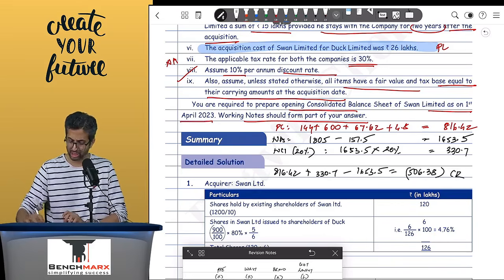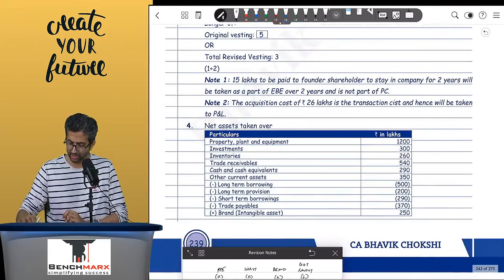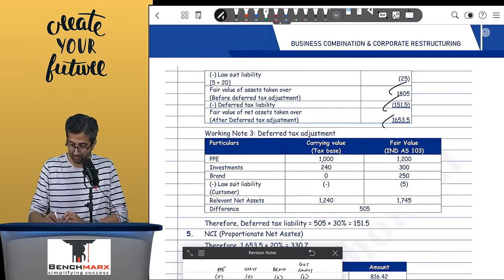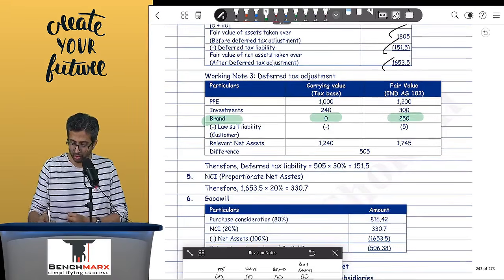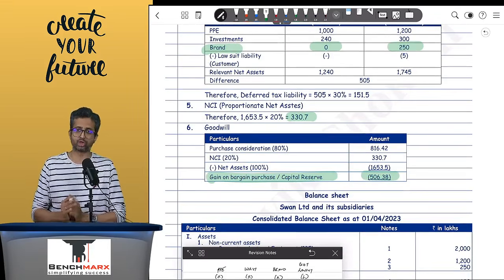So if you go to see, hopefully our numbers will possibly tally. So this is 816, the net assets taken over working, which is 1805, then the deferred tax working of 151, a brand you will have to consider, and then you get NCI 330, and 506.38 is a gain on bargain purchase or capital reserve.